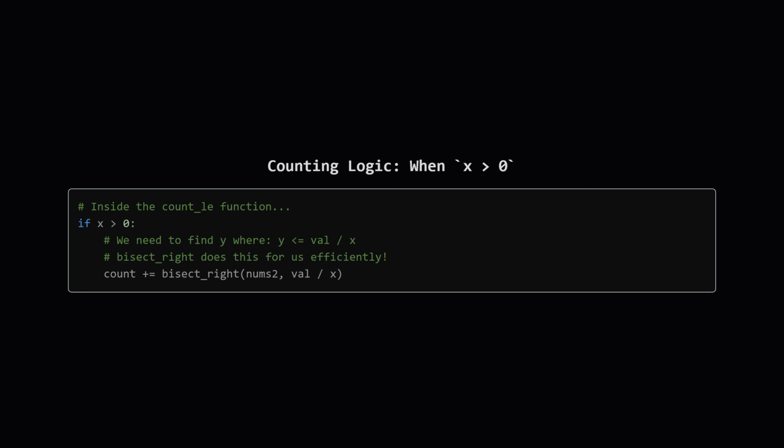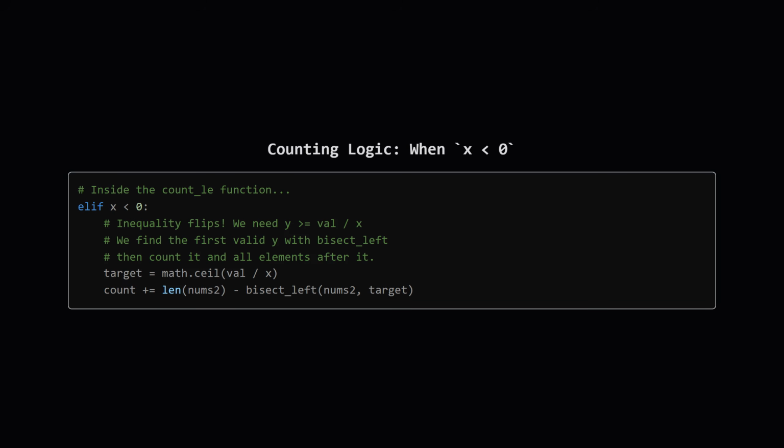count almost instantly. Now for the tricky case, when x is negative. Remember, when we divide by a negative number, the inequality sign flips. So now, we're looking for numbers y that are greater than or equal to our value divided by x. Again, we can use a binary search, bisect left in this case, to find the index of the first number in nums2 that meets this condition. Once we find it, we know that it, and all the numbers that come after it, are also valid partners.